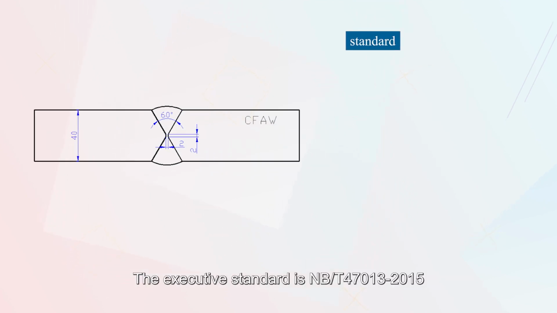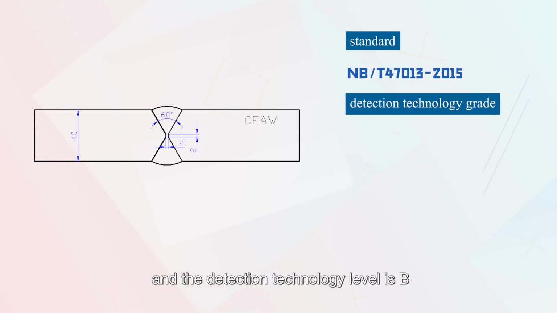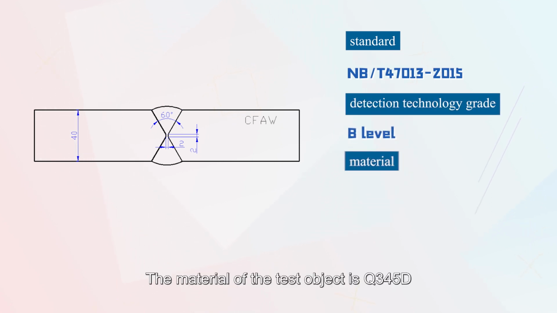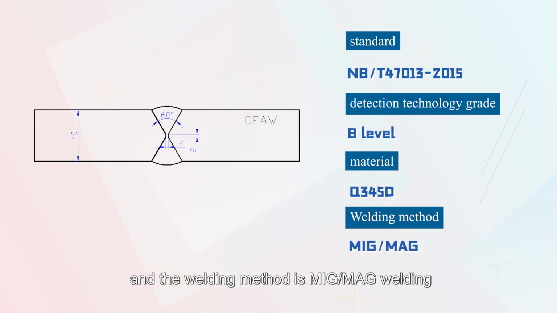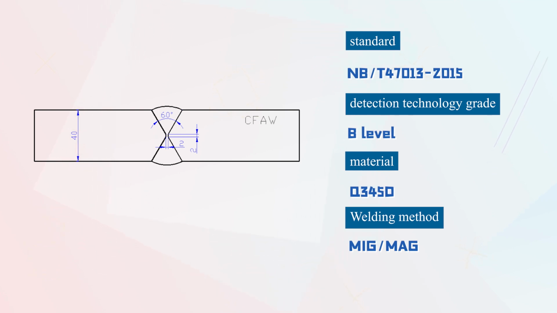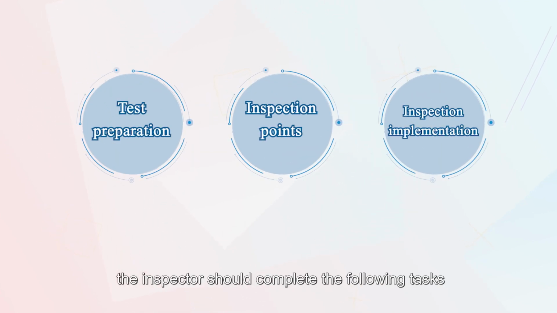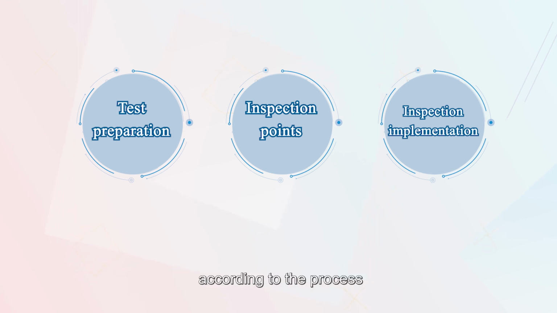The executive standard is NB/T 47013-2015 and the detection technology level is B. The material of the test object is Q345D and the welding method is MIG/MAG welding. After receiving the task, the inspector should complete the following tasks according to the process.